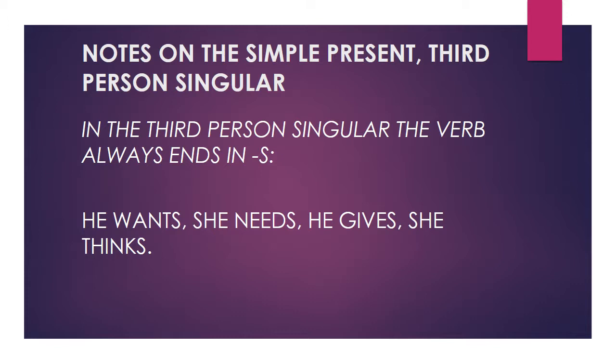Notes on the simple present, third person singular. In the third person singular, the verb always ends in an s. So normally you add an s. He wants or she wants. She needs or he needs. He gives or Bob gives. Sarah gives. She thinks, but you can also say he thinks, or Ibrahim thinks, or Merva thinks. You add the s with a third person singular.